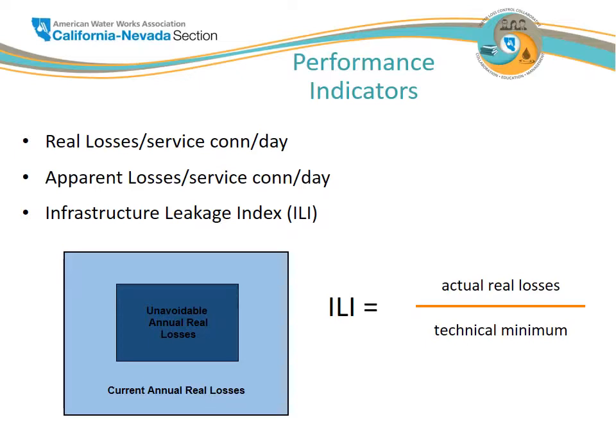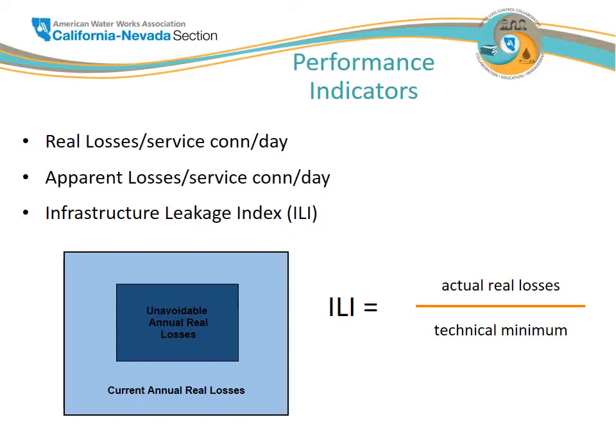is modeled for your system given your system's mileage of main, the system's operating pressure, and the system's service connection density. Given those parameters, the audit software calculates what we would expect to be the minimum amount of leakage for a system like yours. And that's critical because it acknowledges that even a highly managed, super monitored, aggressively managed system is going to be leaking a certain amount of water.